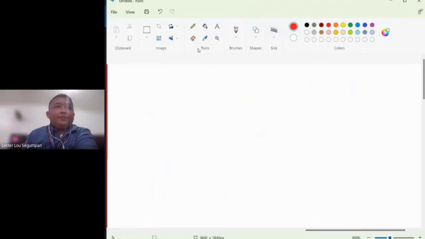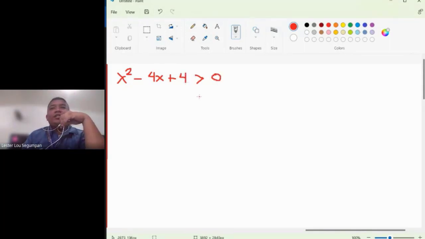So you'll have this example here: x squared minus 4x plus 4 is greater than 0. Do we expect a union? Let's start.